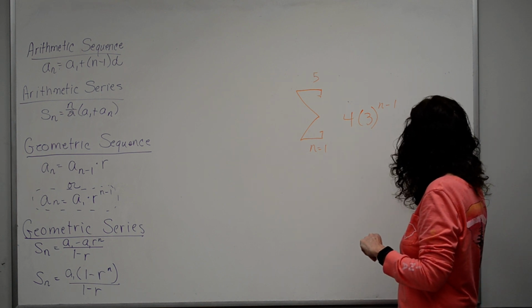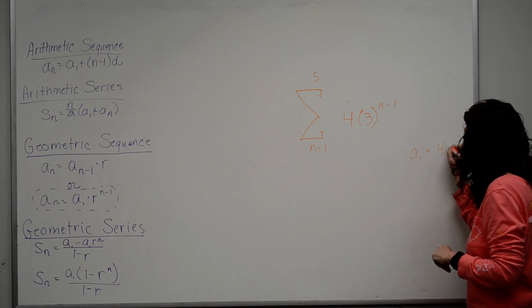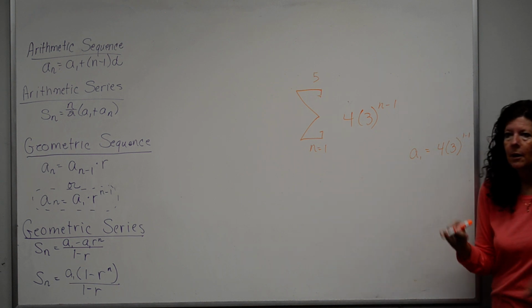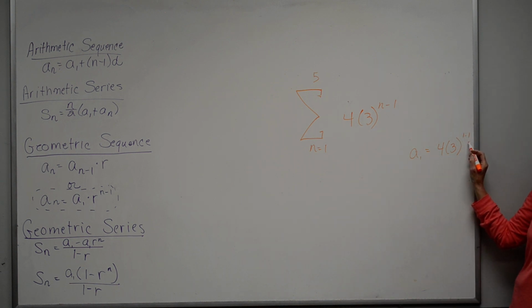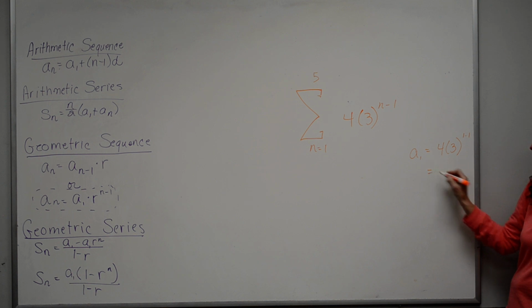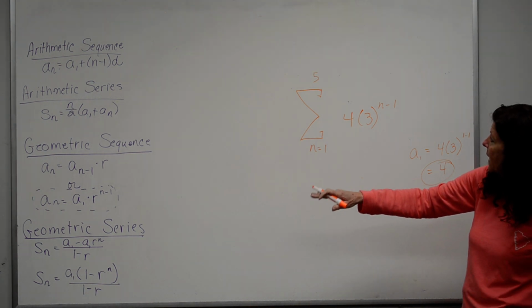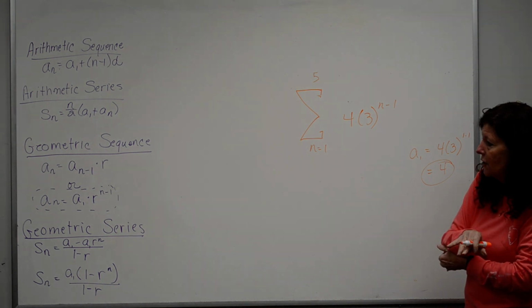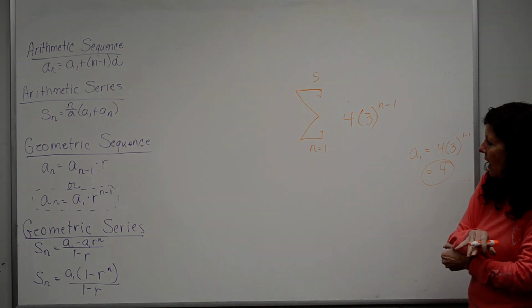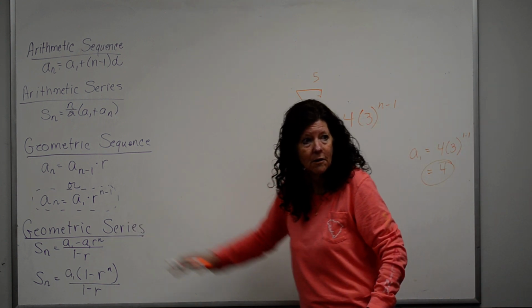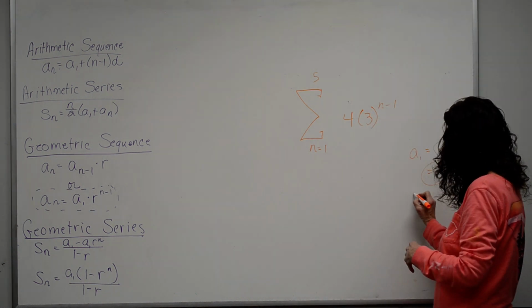When I plug in the 4 times the 3 raised to the 1 minus 1 power, what is that equal to? 0. Okay, that's a 0 power. So what's 3 raised to the 0 power? 1. So what's a sub 1? 4. Okay, so I've got the a sub 1. Now all I got to figure out is the n. Okay, so if I have the n, I could go back and figure out the ratio, right? So how am I going to find the a sub n?